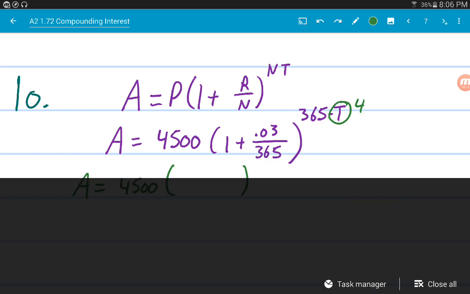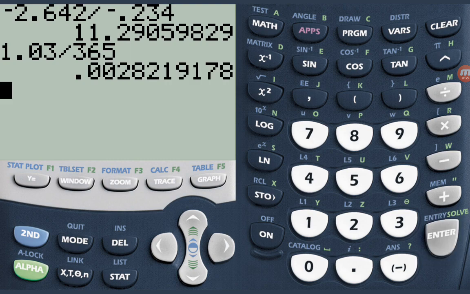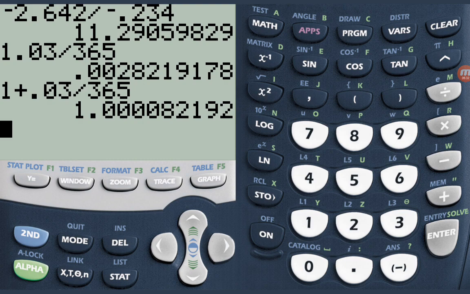1 plus 0.03 over 365. Oh, my bad. Typed that in wrong. 1 plus 0.03 divided by 365. Okay, so that number is incredibly close to 1. If I round that to 3 decimal places, it is still 1.